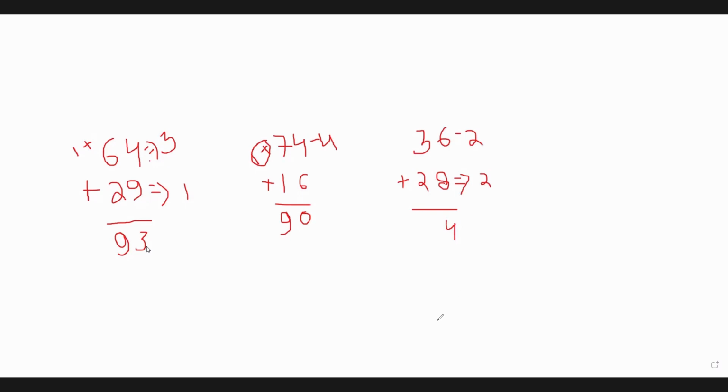So if I say 9's complement of 8, that means 9 minus 8 equals 1. For numbers 1 to 9, the base will be 10. So every time you calculate the complement, you have to subtract the number from the base.